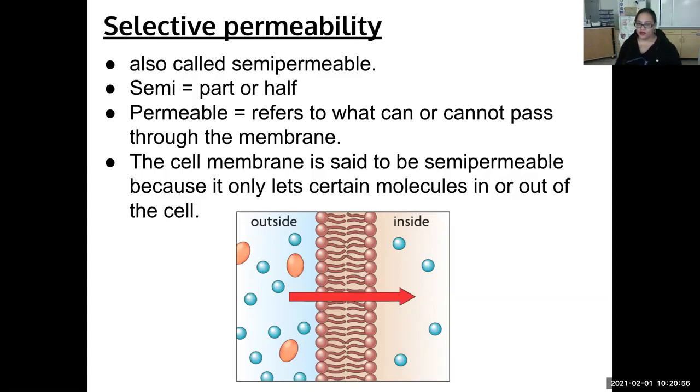You can see in the picture, you have the cell membrane kind of sideways. On the outside, you've got blue bubbles and you've got orange ovals, but only the blue bubbles can pass through. And it normally has to do with size. The blue bubbles are probably water, and our cells need water, so they let water molecules pass through freely and get inside. But the orange things, whatever they are, they're too big.